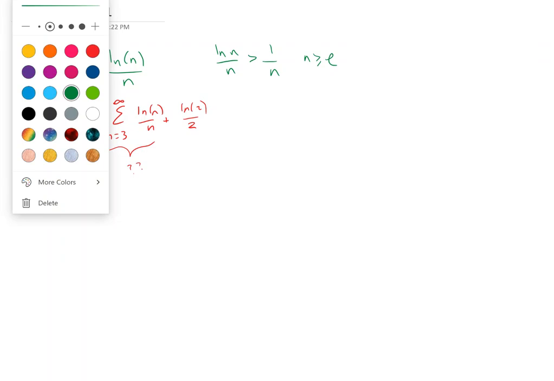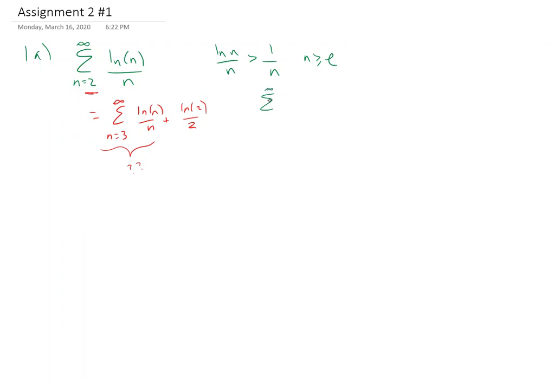And in fact, we can say that because we know that this diverges by the p-test, and the ln of n over n is greater than 1 over n, therefore this diverges by the comparison test. And that is one way we could have done that.